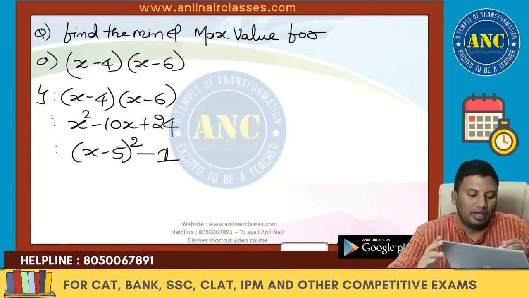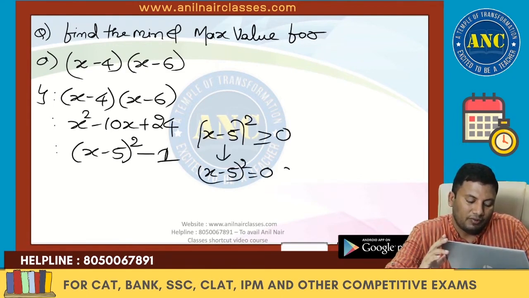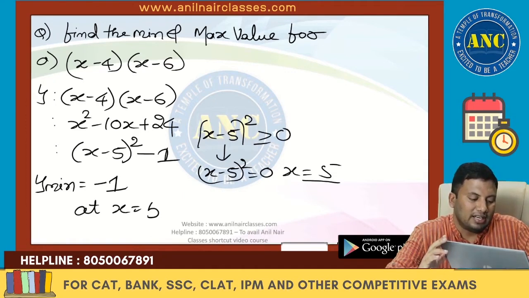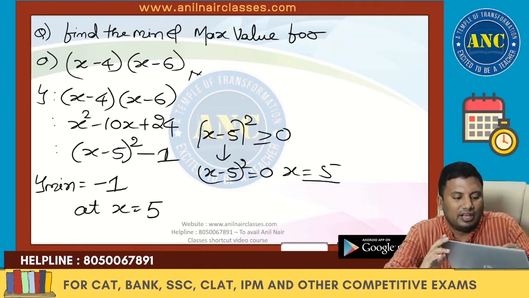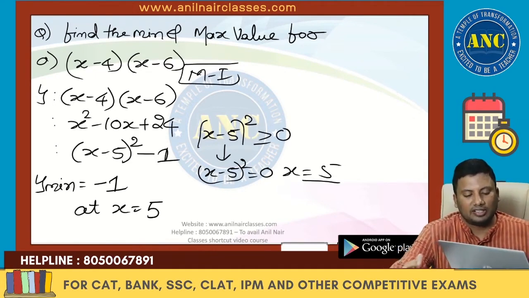Are you all with me? The square function (x − 5)² is always greater than or equal to 0. It is equal to 0 when x equals 5. What is the y minimum value? Y minimum value is minus 1. At what value? x equals 5. Most of the students will generally solve it by this method.